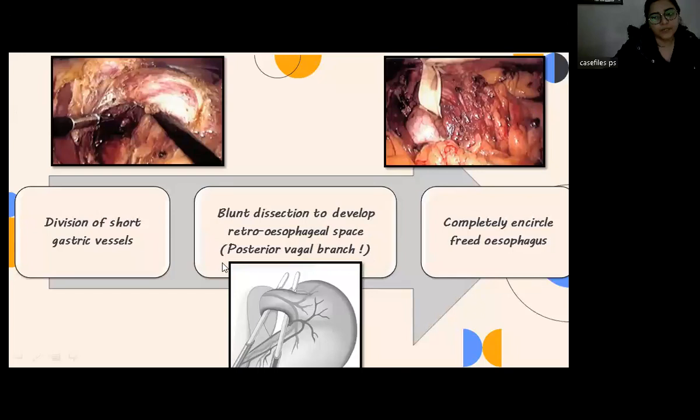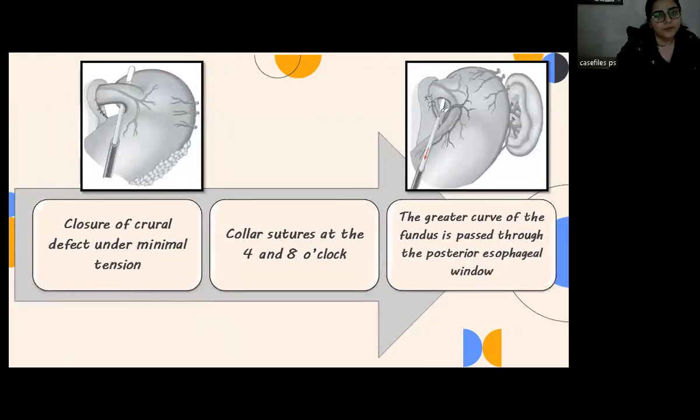After this, we do blunt dissection in order to develop the retroesophageal space. Again, we have to be cautious not to injure the posterior branch of the vagus in this. After this, we've completely encircled the freed esophagus. We move on with the closure of the pleural defects, which has to be done under minimal tension.